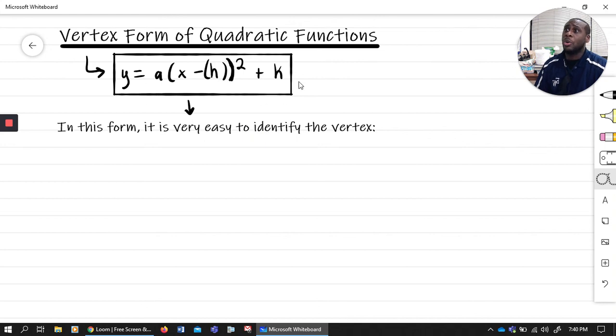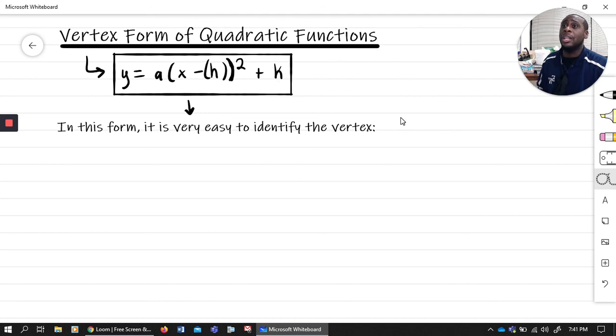For this vertex form for quadratic functions, when we look at an actual equation, the only parts that will still look exactly like this are the y, which represents the output, and the x, which represents the input. For a, you'll actually have a number written there. For h, you'll have a number written there, and for k, you'll have a number written there.